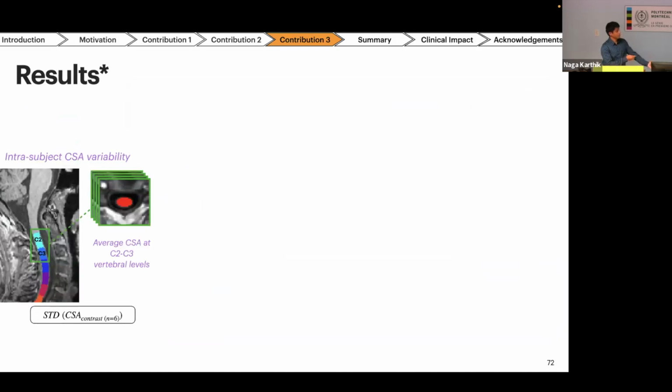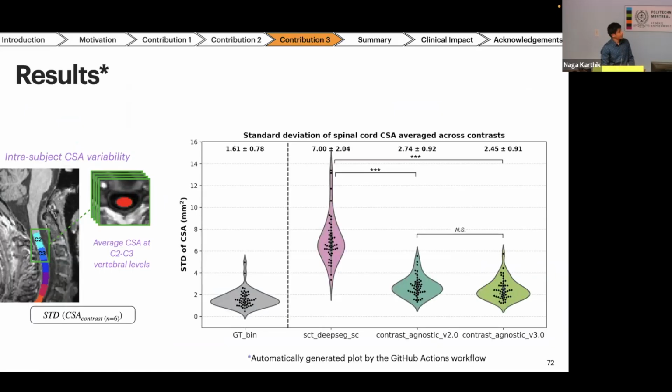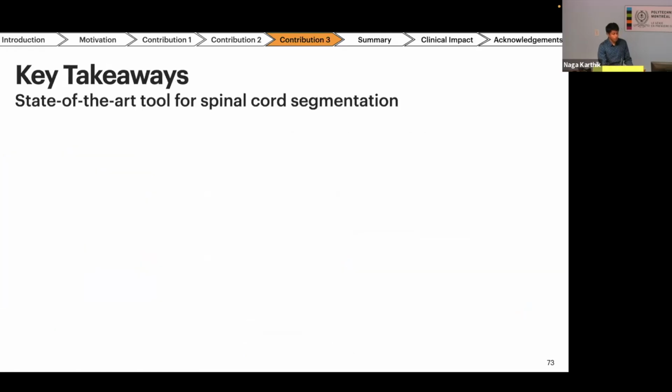As a metric, we are now using the standard deviation across the CSA. So why standard deviation? Because we have 6 contrasts that we want to measure. And the lower the standard deviation, the better the model is at segmenting different contrasts similarly. So we have seen that our current model, which is v3.0, is not significantly different compared to what the previous model achieved, which is good in this case. And note that this was trained on a much larger data set. So this model is also able to segment a diverse range of contrasts and pathologies while obtaining similar performance as the previous state of the art. Okay. So with this work, we now have a tool to segment the spinal cord in a much better way.